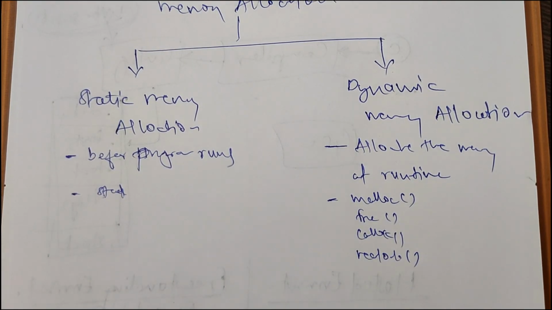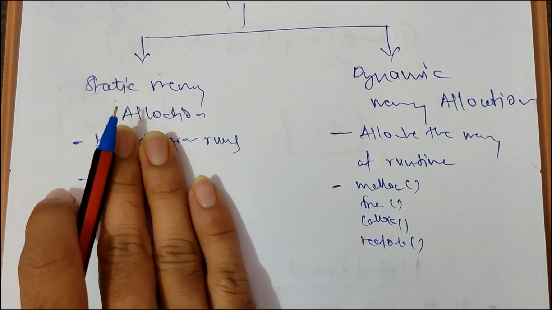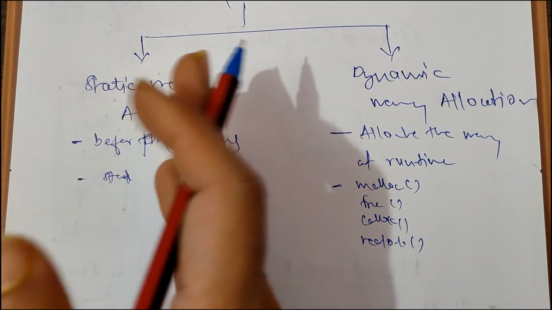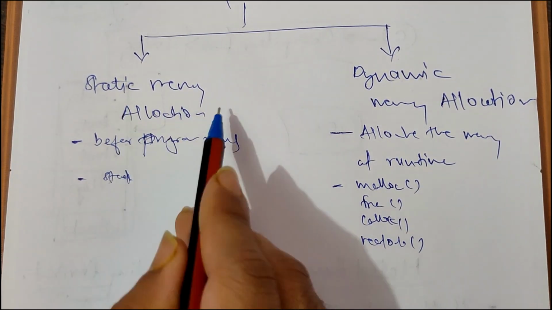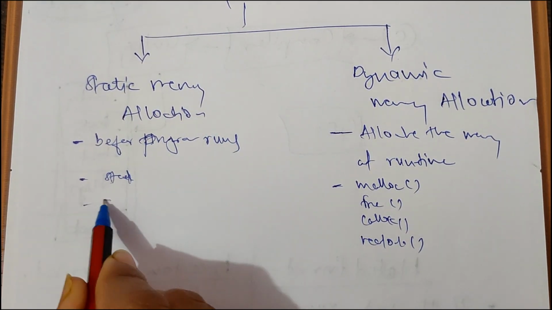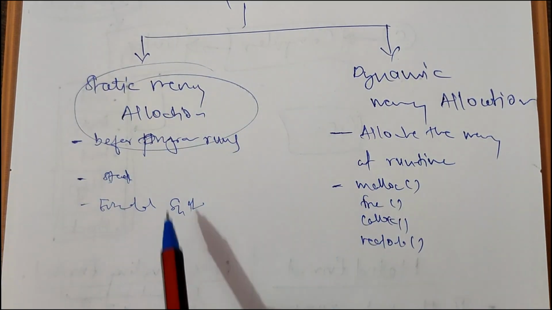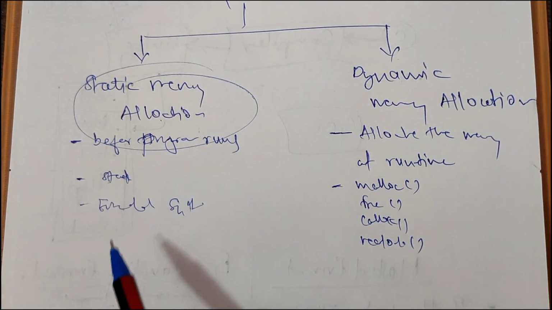I am just drawing the basic sketch of static memory and dynamic memory. We are going to see deeply how this works, and we are also going to see the pros and cons of this. Mostly static memory allocation is used in embedded systems. Okay, we will see why.